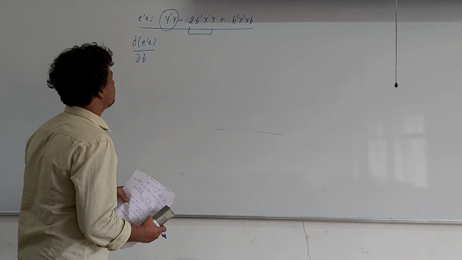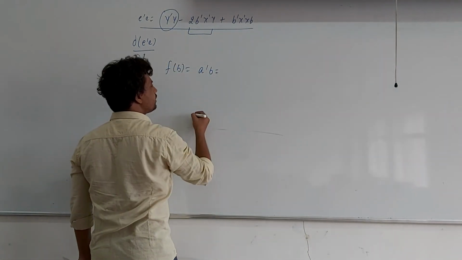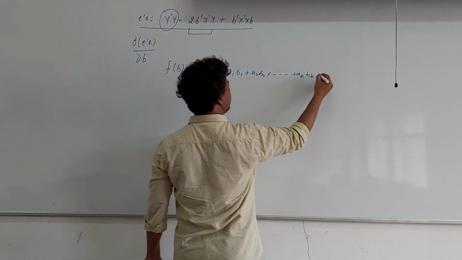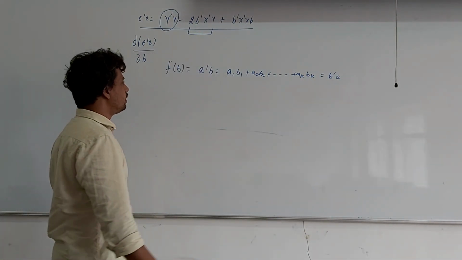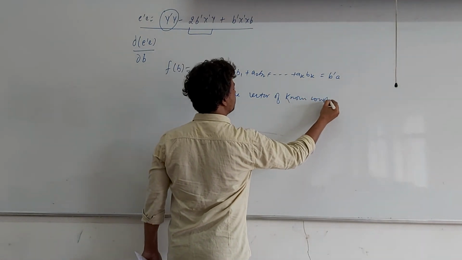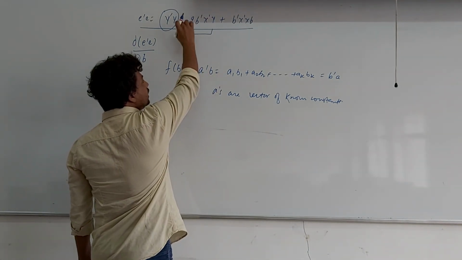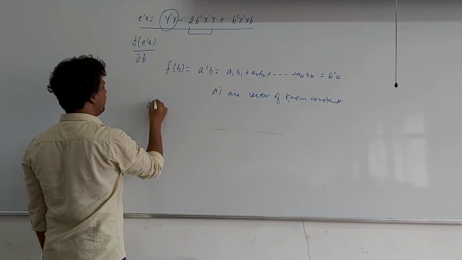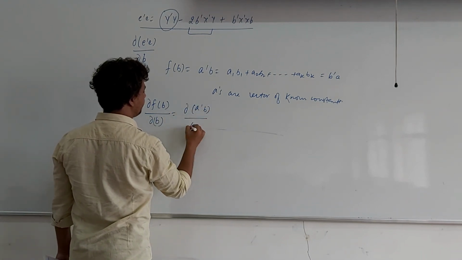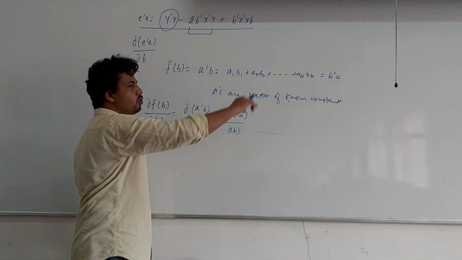So I can write this term as, you must understand that a linear equation A transpose B can be thought of as A1 B1 plus A2 B2 up to AK BK, and this can also be written as B transpose A. It does not matter, where A is a vector of known constants, right? Now if you imagine this A to be this X transpose Y, then the differentiation of f(B) with respect to B can be written as the derivative of A transpose B, right, differentiating this whole term.